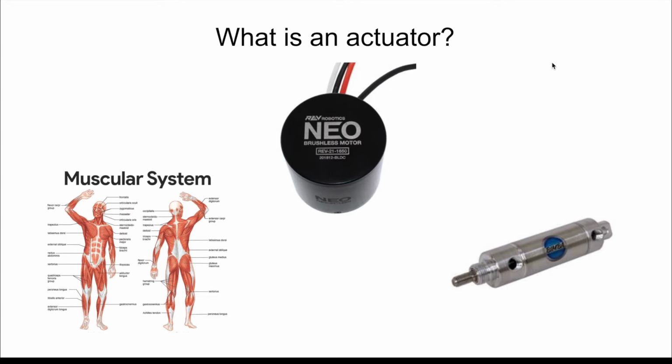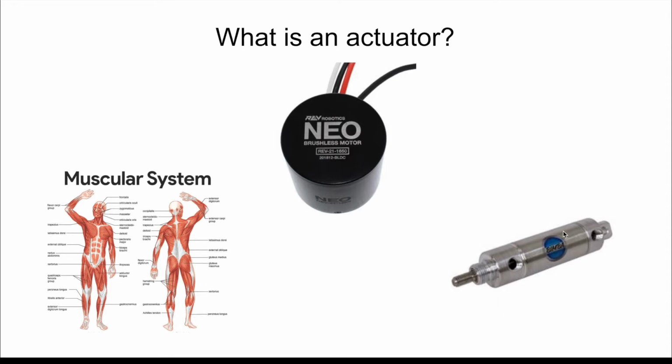So now that we've quickly defined what a sensor is, it makes sense to quickly define what an actuator is. An actuator is just anything that causes motion. So once again, following with the human example, I have the muscular system here because your muscles are what causes motion within your body. But on robots, we have things like motors and pneumatics in order to cause motion.